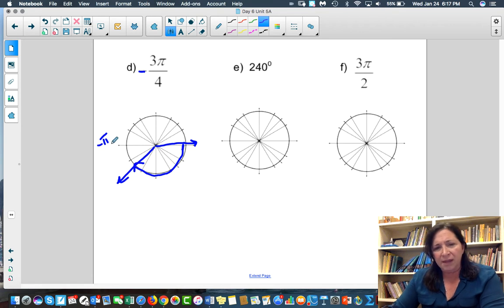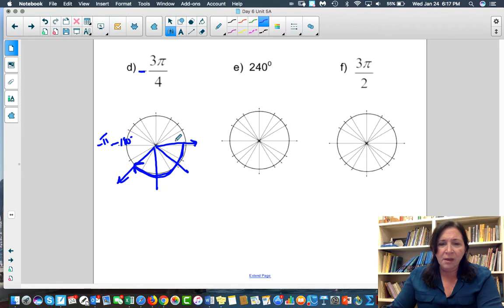Now, keep in mind that in degrees, it's negative 180 if I'm dropping down this way, right? So 4 goes into 180 45 times. So really, 45 times 3, meaning I've got a 45 here, 45 here, and a 45 here. Well, 45 times 3 is 135. So this is actually equivalent to negative 135 degrees.